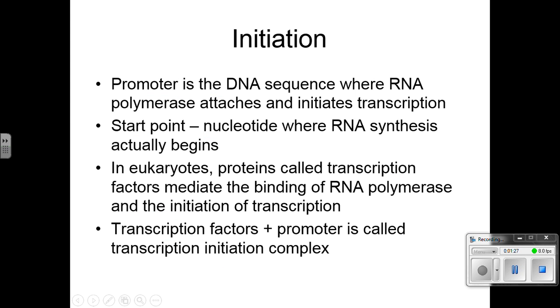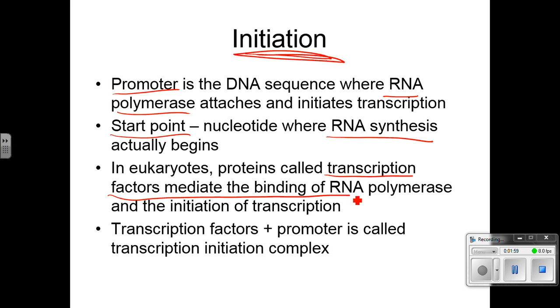So how do we initiate this process? In each of transcription and translation, we're going to talk about initiation, elongation, and termination. So how do we start it? How does it happen? And how do we end it? The promoter is a sequence of DNA where RNA polymerase will attach and begin transcription. The start point is where the actual RNA synthesis will begin. In eukaryotes, proteins called transcription factors are going to mediate the binding of the RNA polymerase and the initiation. So together, the transcription factors plus the promoter are called the transcription initiation complex.